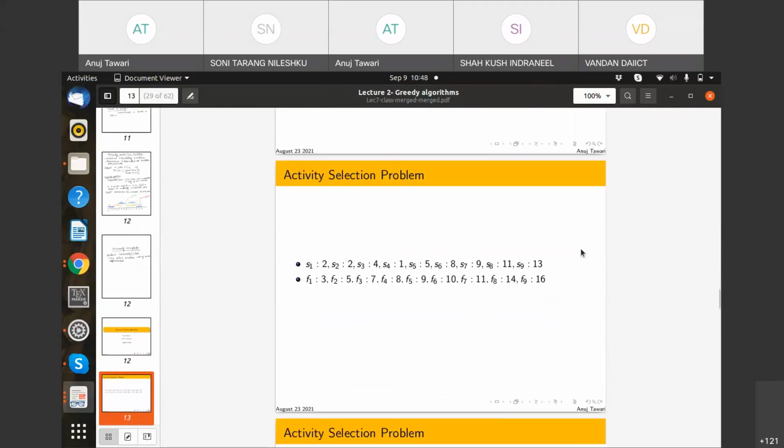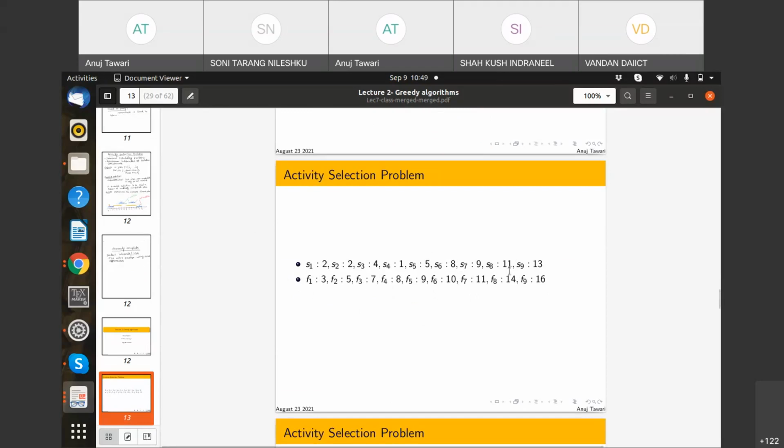Okay. So this is known as the activity selection problem. Let's say we have these lectures, one from 2 to 3, 2 to 5, 4 to 7, 1 to 8, 5 to 9, 8 to 10, 9 to 11, 11 to 14, 13 to 16. And we want to find the maximum number of these lectures without any overlap between them. So what is the maximum number you can find?